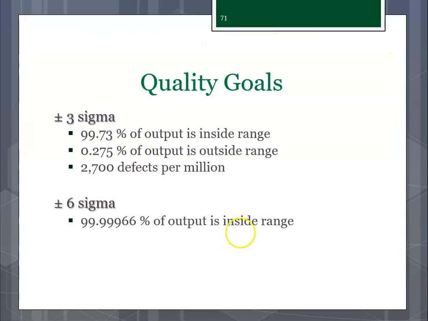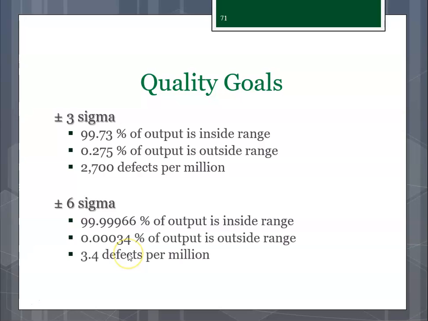The quality goals are to be plus or minus 3 sigma, and that puts you 99.73% of the time inside the range. On the other side you have 0.27% of output outside the range, possibly 2,700 defects per million. Plus or minus 6 sigma, this is inside the range, and you have about 3.4 defects per million. Way different, huh? And I don't know if you remember, but Mr. Holman said that 6 sigma is really, really hard to get. It doesn't seem realistic. They shoot for 3 sigma, which will really tighten up your ship as well.